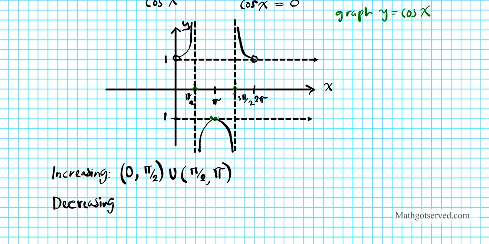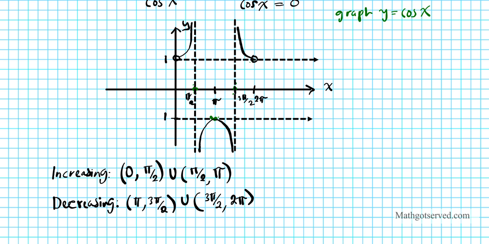It's decreasing from pi all the way to 3 pi over 2. You see it's going down, down, down here. So from pi all the way to 3 pi over 2. And then also decreasing from 3 pi over 2, union 3 pi over 2, all the way to 2 pi. We have to break it apart because in the graph there are breaks there.